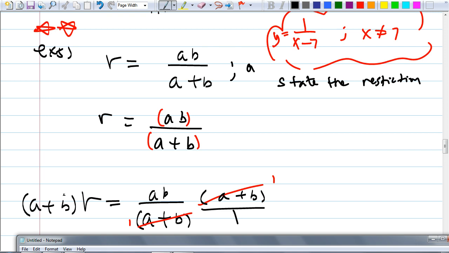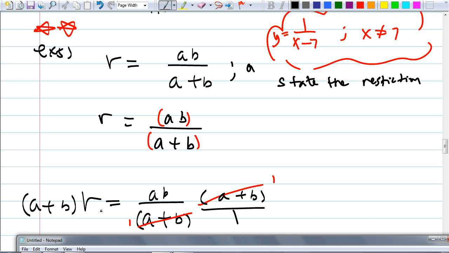Divide by B? Does that help you? No, it doesn't, because you have A over here and A over here. If you divide by A and B, you won't get the A by itself. Okay, raise your hand. Anybody? What should I do next?